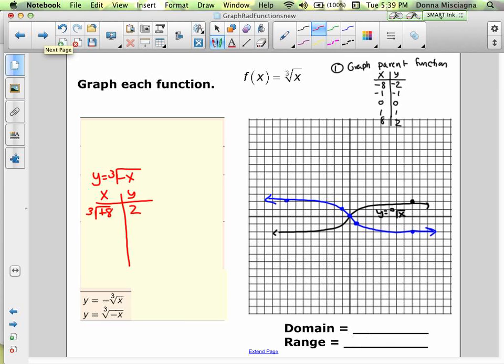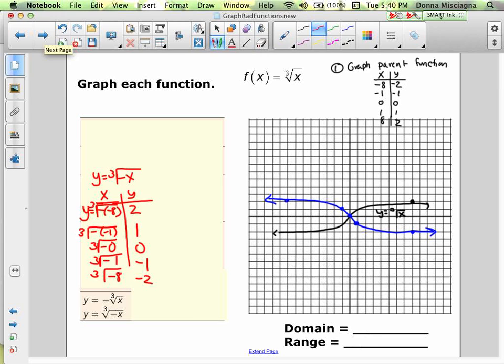And let me just make that clear, that this here was y equals the cube root of negative x. All right, and then we have the cube root of negative 1, so that would be a positive 1, so that's going to be 1. And then negative 0 doesn't have any meaning, that's still 0. And then we have the cube root of negative 1, because we're plugging in 1, so that would be negative 1. And the cube root of negative 8 will be negative 2.